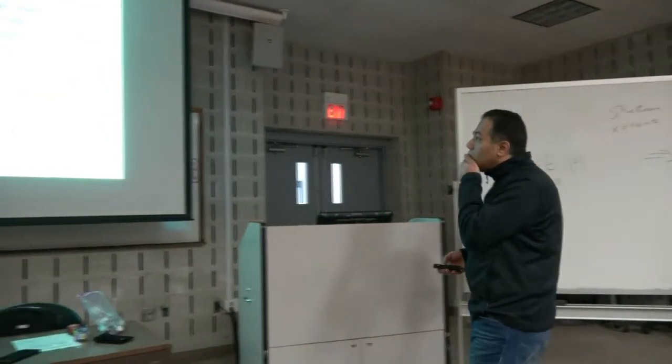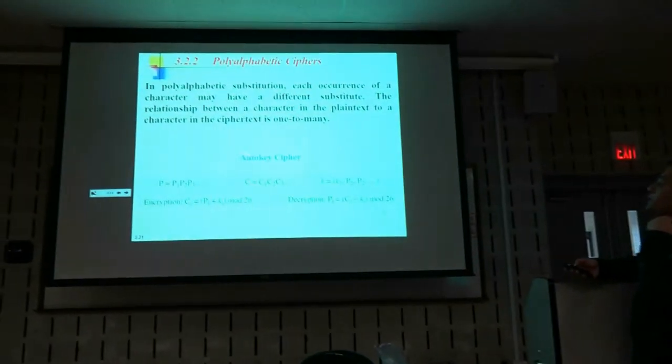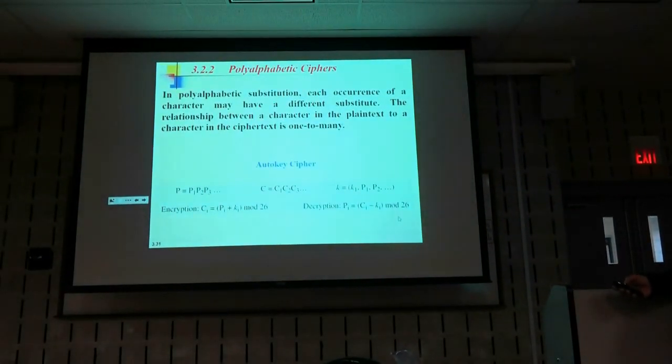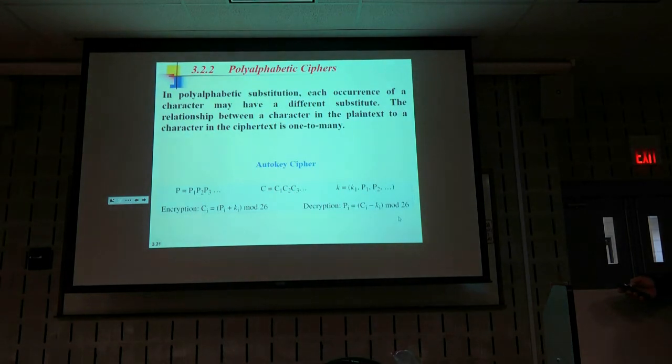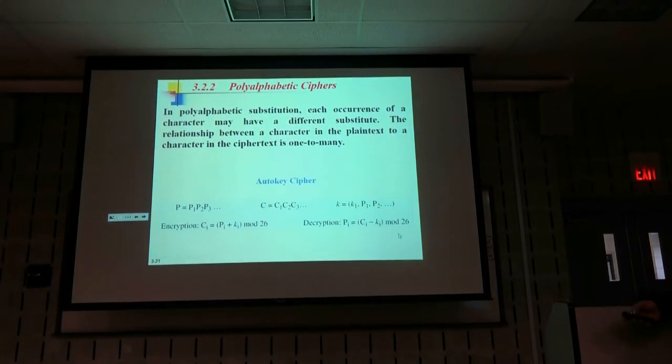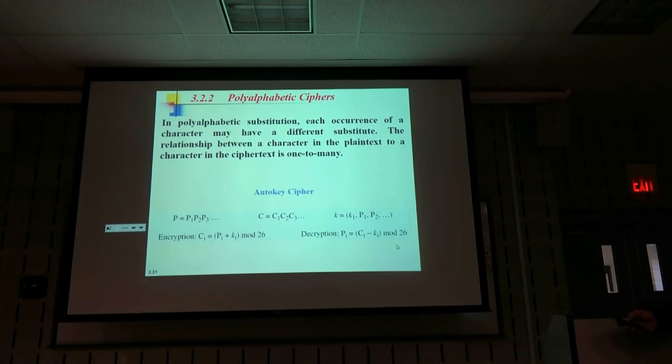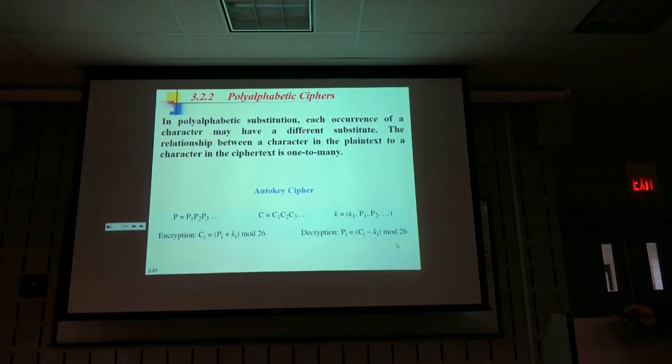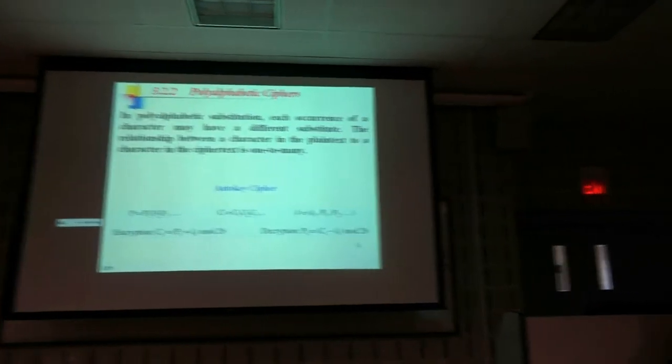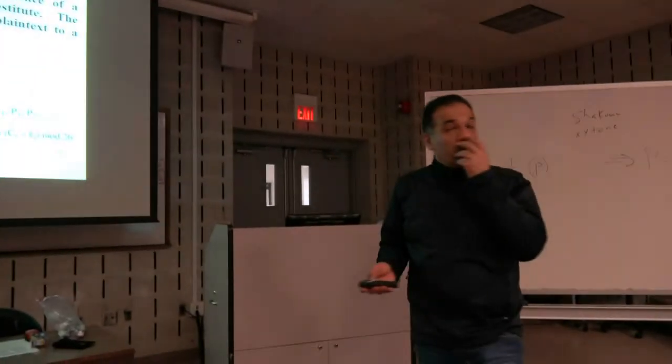All right. Now we're going to go from mono to polyalphabetic cipher. In polyalphabetic substitution, each occurrence of a character may have a different substitution. The relationship between a character in the plain text and a character in the cipher is one to many. So one character could be encrypted in different ways.